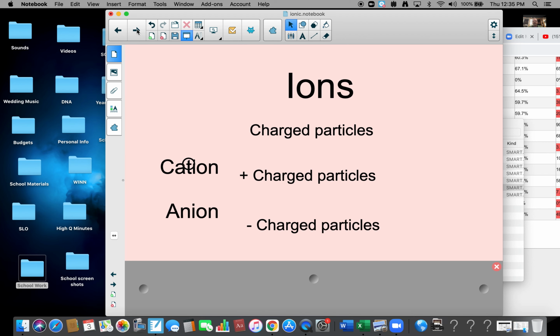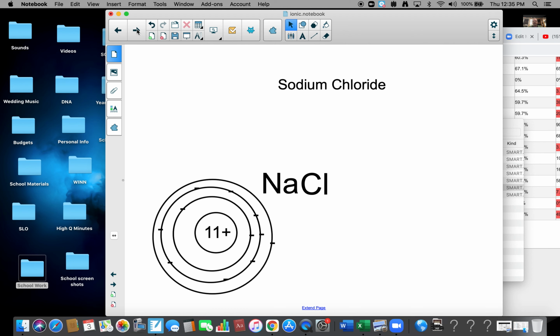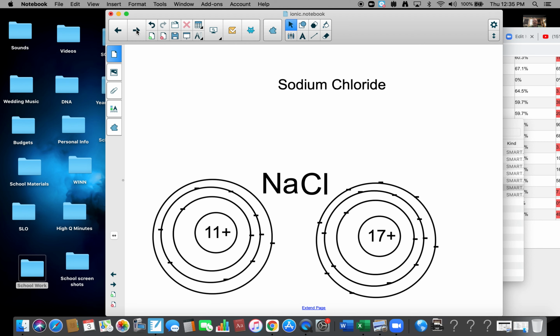All right, so let's take an example like sodium chloride. We know that's an ionic bond. So let's take sodium, which has 11 protons. In order to be neutral, it also has 11 electrons. There's 2 in the first shell, 8 in the second shell, and 1 in the outer shell. Chlorine has 17 protons and 17 electrons.